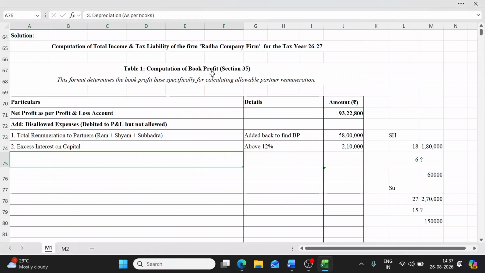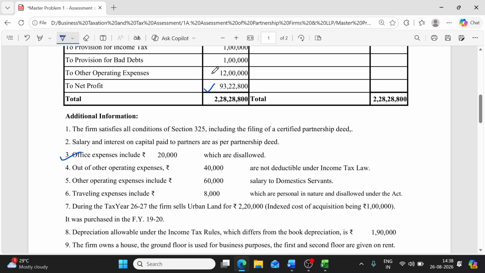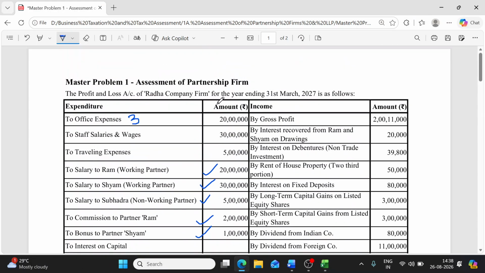the book profit. So, here office expenses, I think I have recorded these office expenses in this row, but you can mention the same as point number 3, no problem. Okay. Now the next in the problem, so this is done. The next in the problem is staff salaries and wages, and the figure is 30 lakhs.